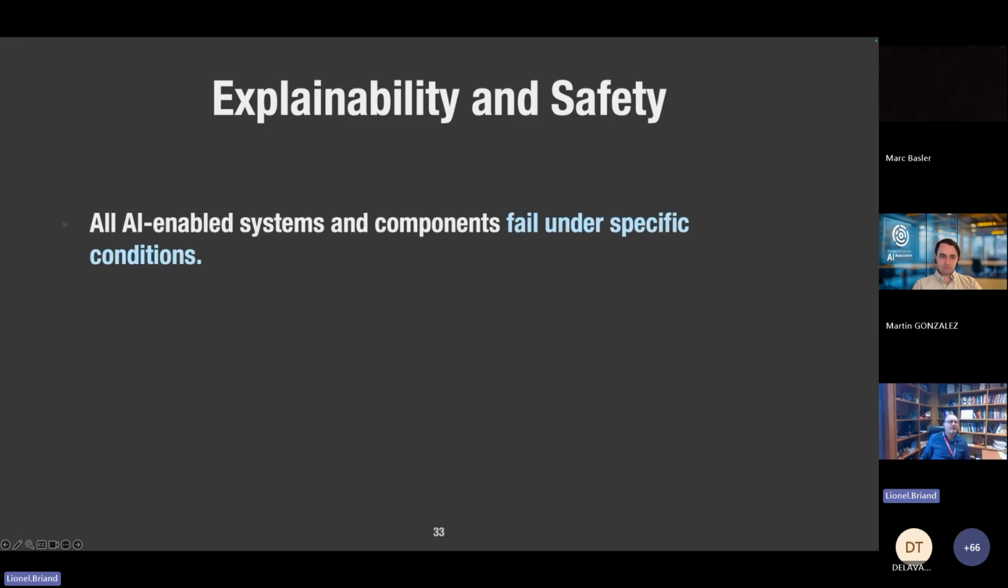there is a very close connection between explainability and safety.